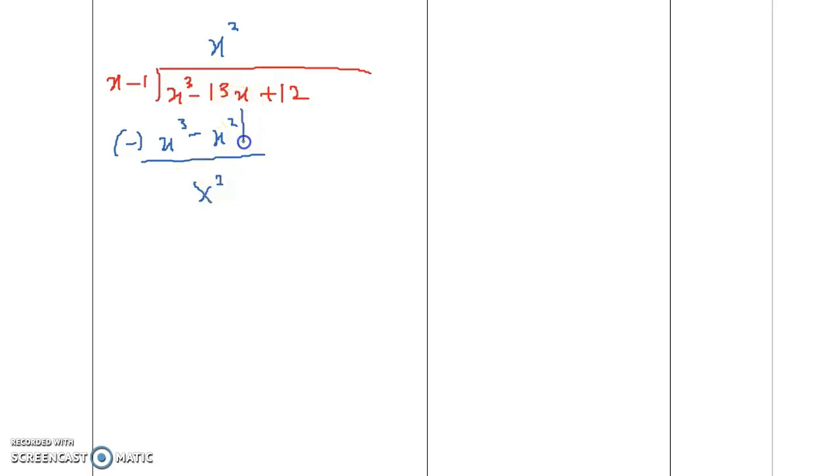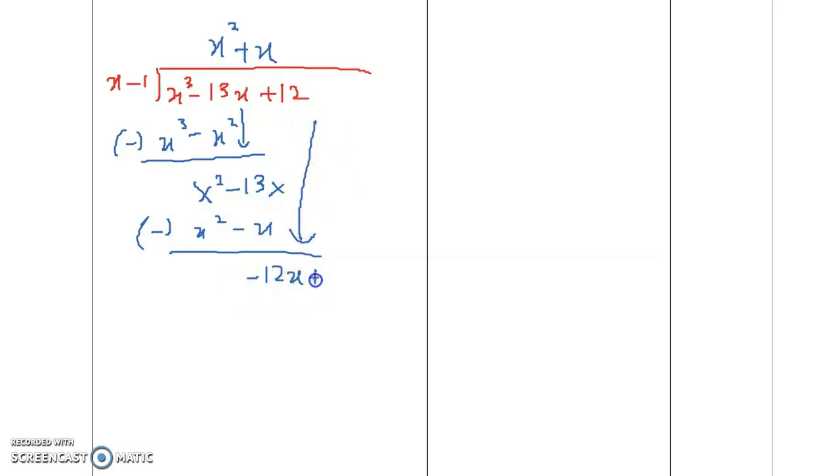And then bring down the negative 13x. So x squared divided by x is x. x multiplied by x minus 1 is x squared minus x. So subtract those two, we will get negative 12x. Finally, bring down 12 and divide negative 12x by x, which is negative 12. And multiply back negative 12 with x minus 1, we should get negative 12x plus 12 and end up with 0.